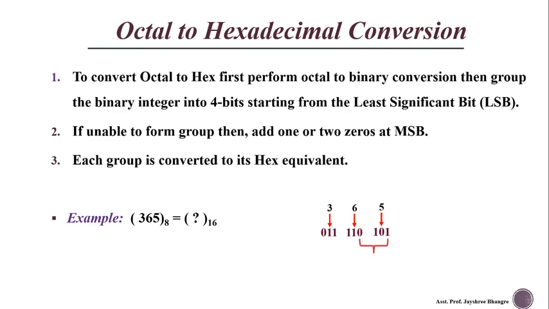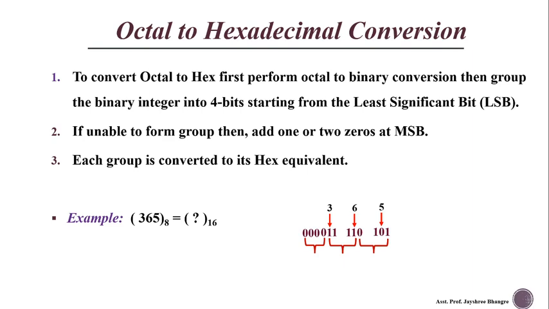Now we have to form groups of 4 bits starting from the LSB. So make a group of 4 bits. This is the first group. This is the second group. For the third group, only 10 is available, so let's insert 2 more zeros to form a group of 4 bits. So this is our third group.